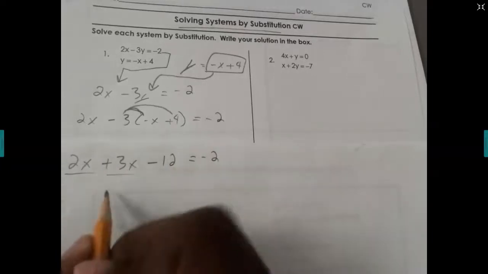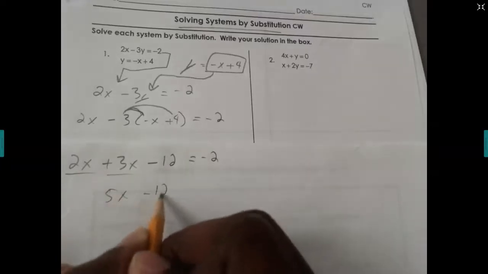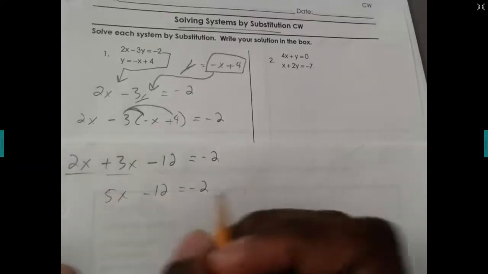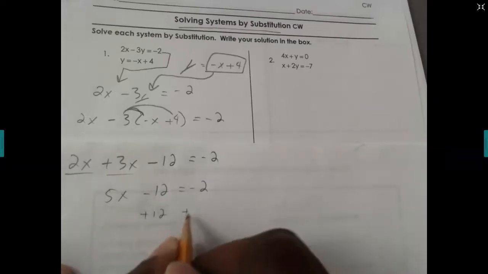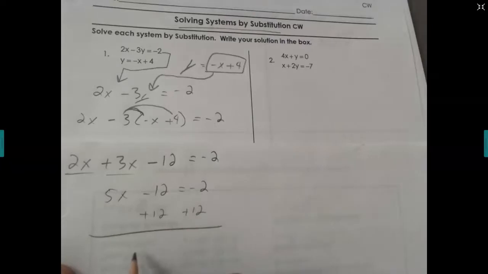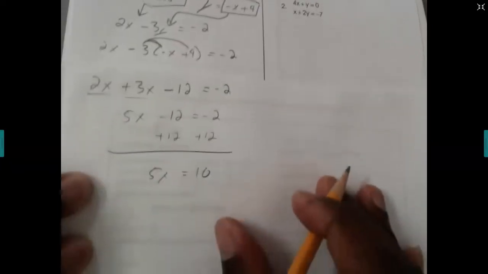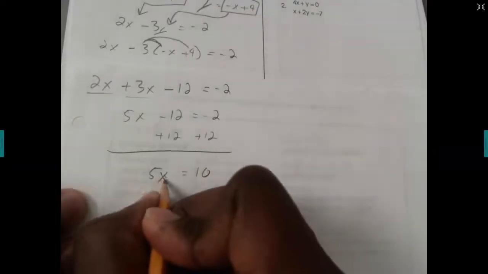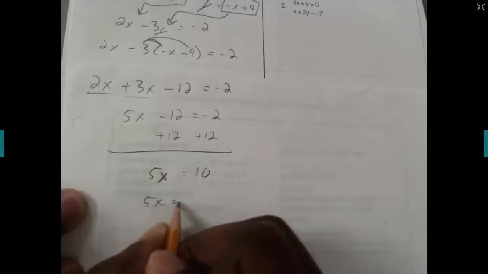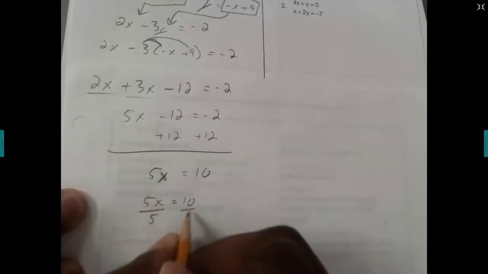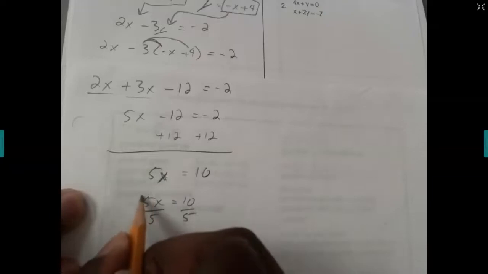So 2x and 3x gives you 5x. Subtract 12 equals negative 2. And your next step would be to get x alone, you add 12 to both sides. And you get 5x is equal to 10. So since I know 5x equals 10, well, I know x has to be 2. But if you can't see x is 2, you divide both sides by 5. So these 5's cancel. You get 10 divided by 5, which is 2.